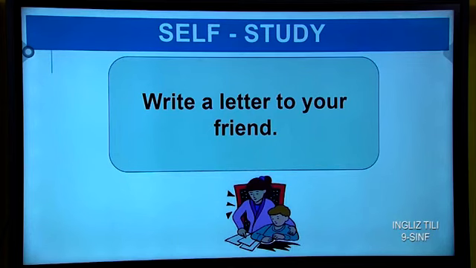Now, here is your task. What you should do is write a letter to your friend. It doesn't matter what kind of topic you choose, it depends on you. And send it to your teacher also. He or she will check it and will continue with writing skills in our next lesson.